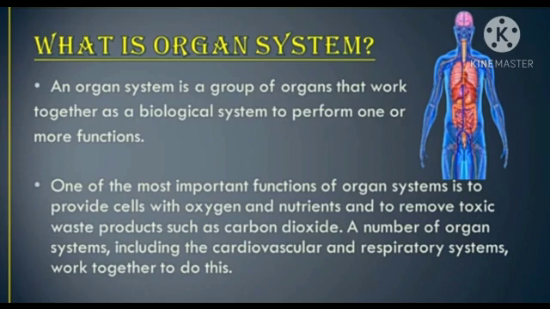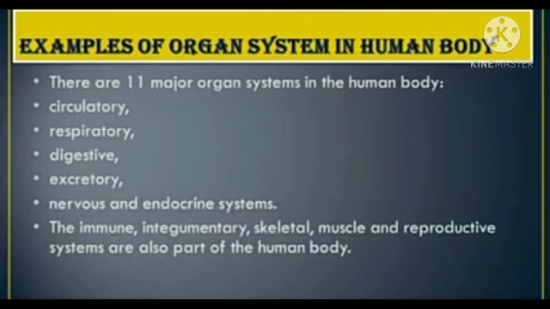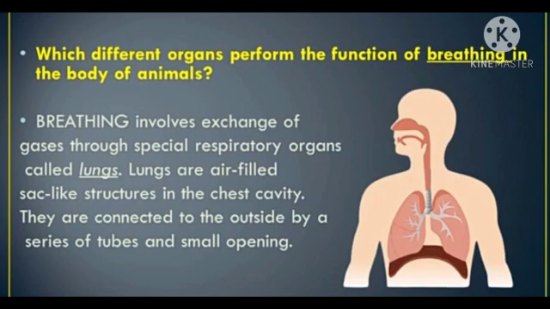Various organ systems like digestive, respiratory, circulatory, reproductive, skeletal, muscular, etc. are functioning in our body. Which different organs perform the function of breathing in the body of animals? Breathing involves exchange of gases through special respiratory organs called lungs. Lungs are air-filled sac-like structures in the chest cavity. They are connected to the outside by a series of tubes and small openings.